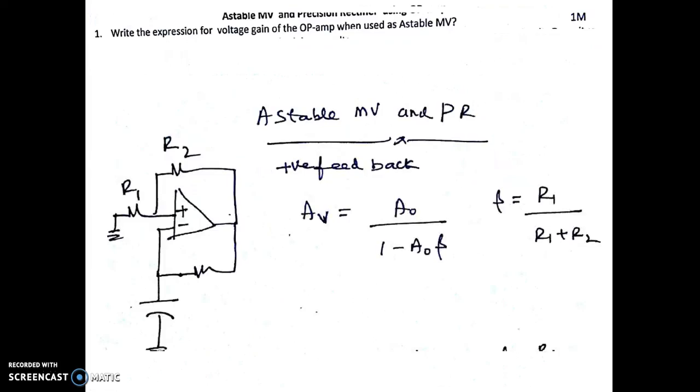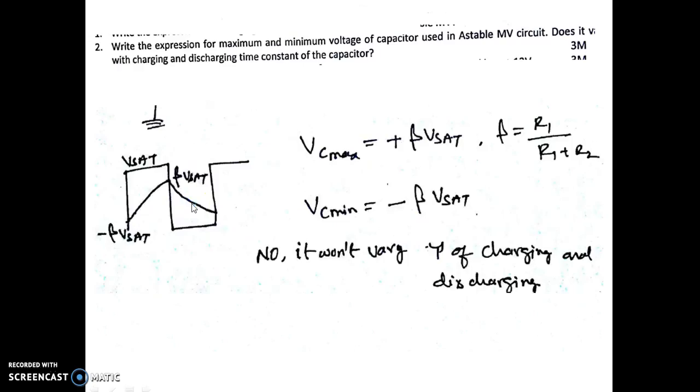And you are asked to write the expression for the voltage gain of an op-amp when it is used as an astable multivibrator. As you can see here, this is an astable multivibrator. There is positive feedback given to increase the gain here, because we know that an astable multivibrator has its output voltage at plus Vsat and minus Vsat. So it has to be positive feedback. A0 is the gain of the amplifier under open loop. When you are providing positive feedback, the gain is going to further increase. So gain is given by A0 divided by 1 minus A0 into beta, where beta is given by R1 divided by R1 plus R2. So this is the expression for the voltage gain of the amplifier in positive feedback.